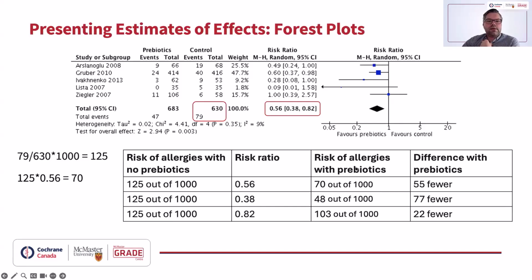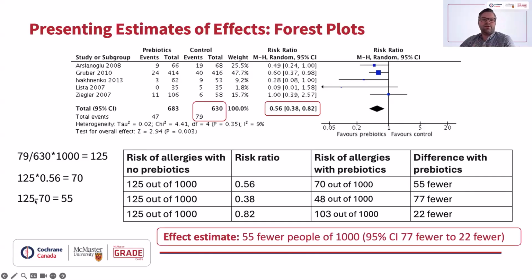And here our difference in the intervention group is 55 fewer. So 125 minus 70 equals 55. And then you apply the same for the lower and upper bound of the confidence interval. So this translates for 0.56 risk ratio, 95% confidence interval to be 55 fewer people out of 1,000. And the 95% confidence interval is 22 fewer to 77 fewer. I have that flipped around.